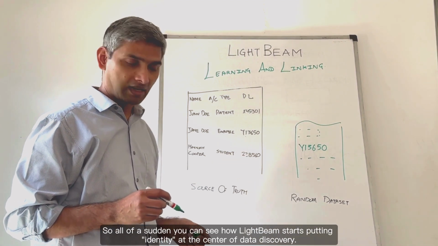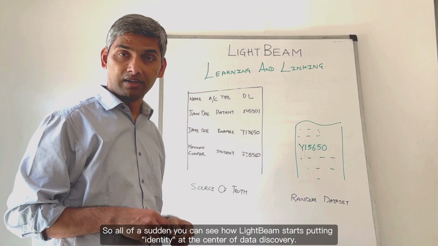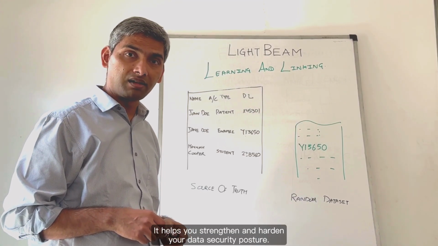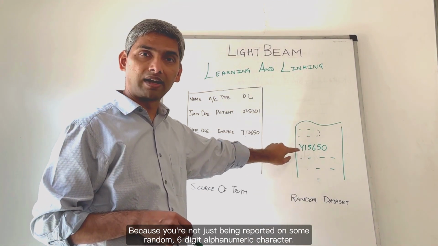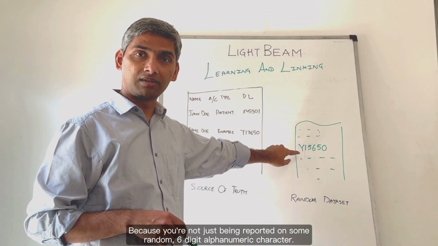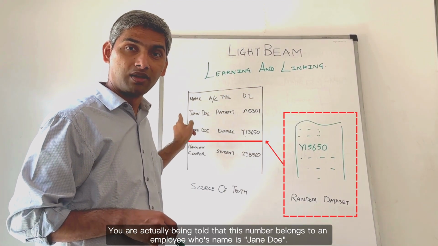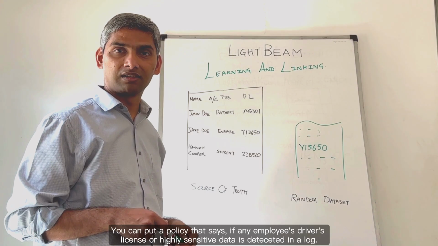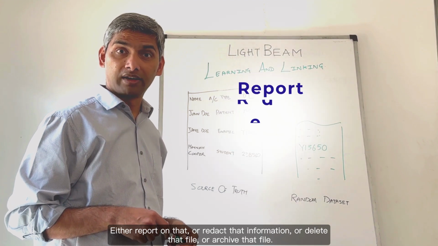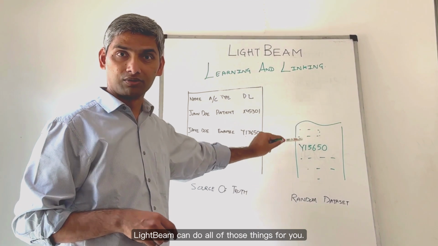So all of a sudden you can see how Lightbeam starts putting identity at the center of data discovery. And it helps you strengthen and harden your data security posture, because you're not just being reported on some random 6-digit alphanumeric character. You're actually being told that this number belongs to an employee whose name is Jane Doe. And you can put a policy that says, if an employee's driver's license or if an employee's highly sensitive data is being detected in a log, either report on that or redact that information or delete that file or archive that file. And Lightbeam can do all of those things for you.